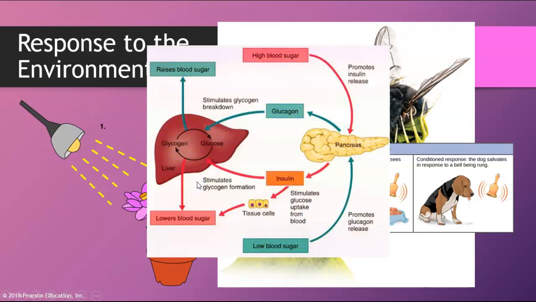You also have responses to your internal environment. This shows a couple of hormones that respond to the increase in your blood sugar or the decrease in your blood sugar to help make sure that you can maintain a stable level, and that's responding to the conditions in your inside environment.